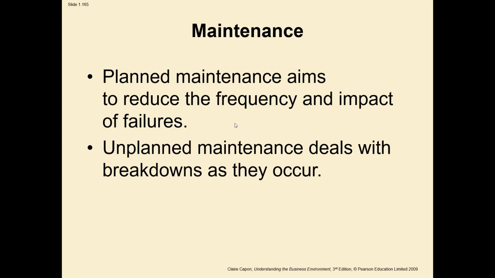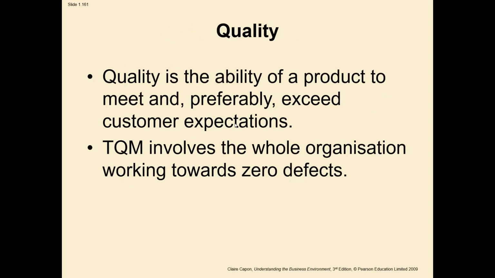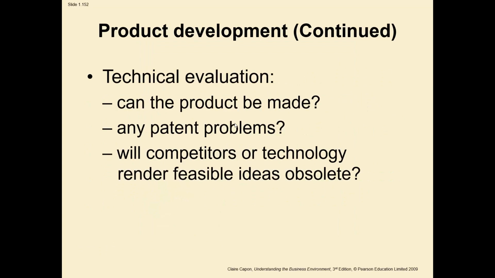Maintenance should always be done for health and safety, and also to prevent downtime from things breaking down. Planned maintenance aims to reduce the frequency and impact of failures, and unplanned maintenance deals with breakdowns as they occur. So we're going to look at a few areas to address that. The same applies with scheduling, layout, forecasting and all.